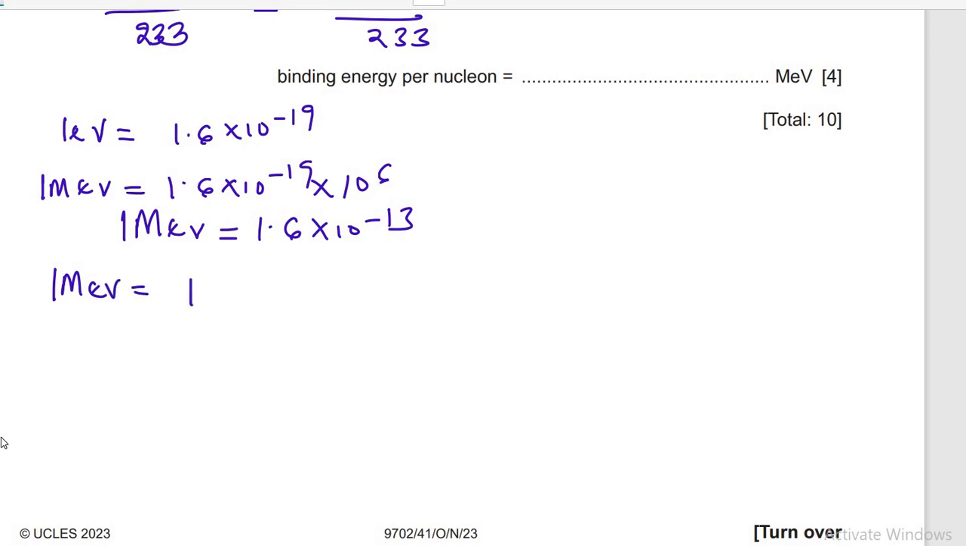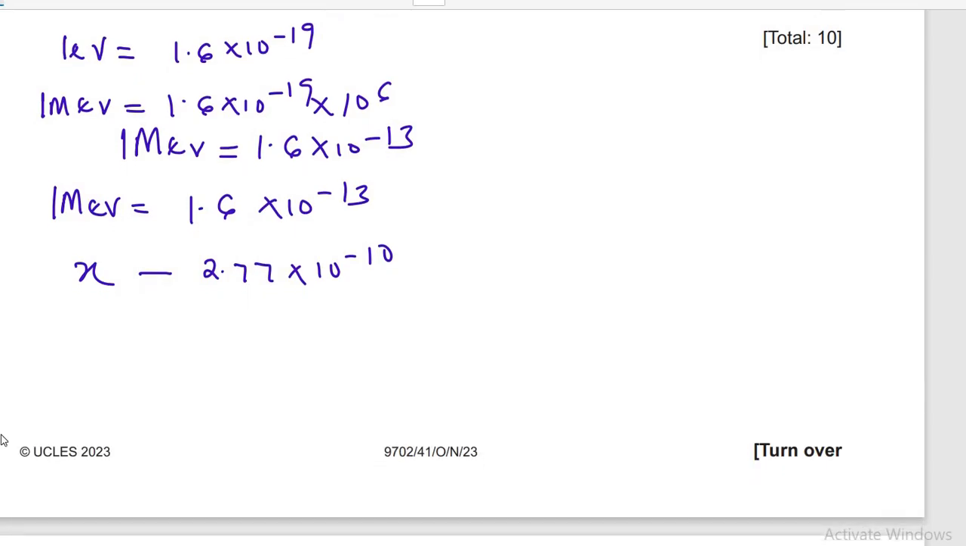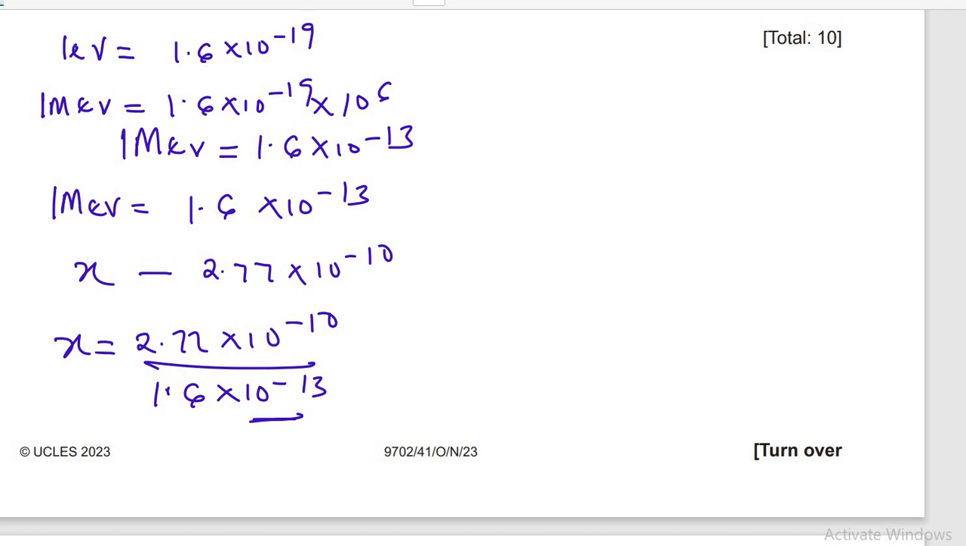So if 1 MeV is 1.6 times 10 to the power of negative 13 joules, then for X, I want to get 2.77 times 10 to the power of negative 10. This is my binding energy. We want to get it in MeV, which is X. Cross multiply. In this case, X will be 2.77 times 10 to the minus 10 over 1.6 times 10 to the power of minus 13. So literally, to convert my 2.77 times 10 to the minus 10 to MeV, I have to divide by 1.6 times 10 to the power of minus 13.